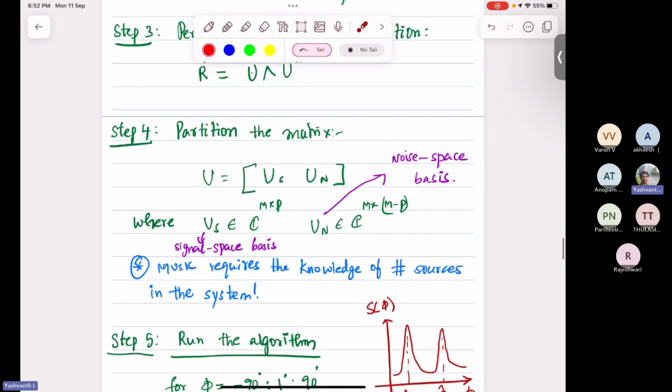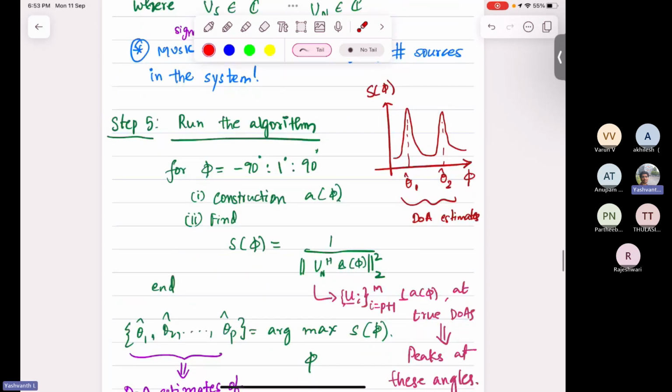Okay, but remember, I'm able to partition it as US and UN only by knowing P, because I'm getting the first P vectors of the matrix U as US. That means the MUSIC algorithm requires a knowledge of the number of sources in the system. It's okay. I don't know the angles of arrival of each of the sources, but at least I should know how many sources are present in the system. Without that, MUSIC cannot work.